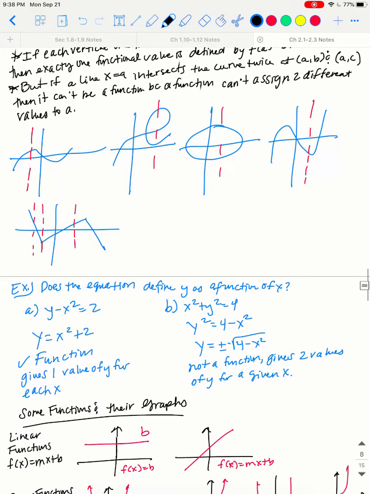So here are different applications of the vertical line test. If we did vertical lines, this one passes. This one does not pass because it touches it twice, three times. So that one is not a function. This one touches it once, twice, so this one's not a function. This one just touches it once, so it's good. This one also touches it once, so we're good.